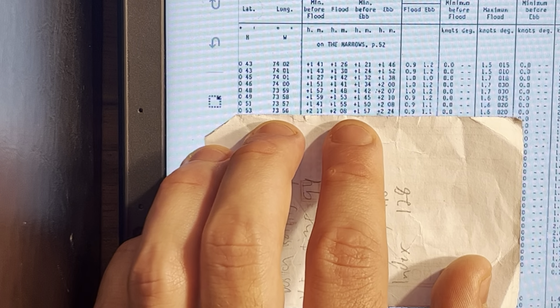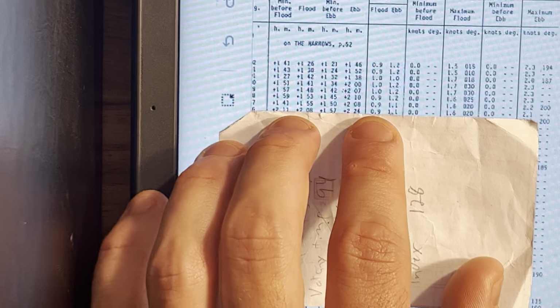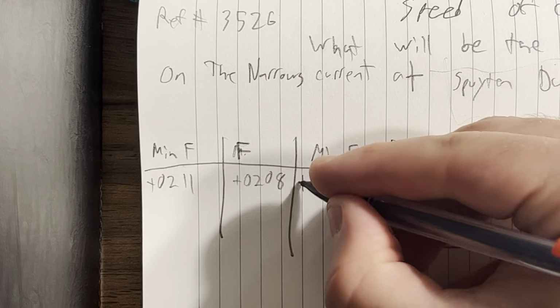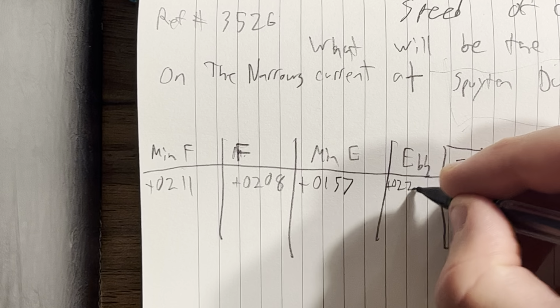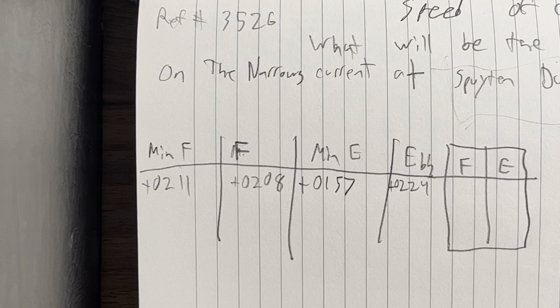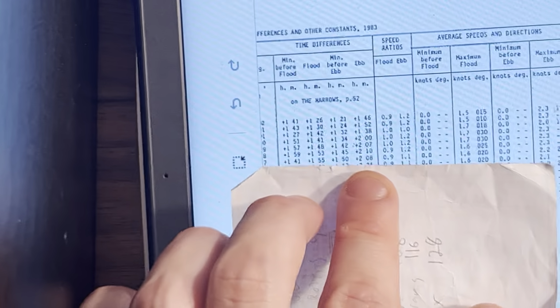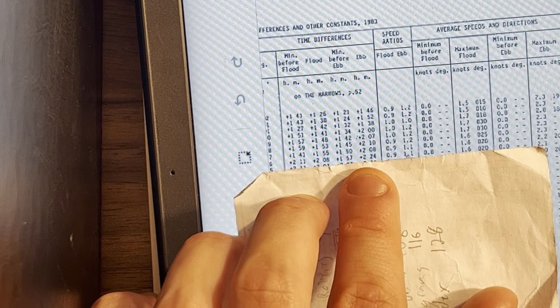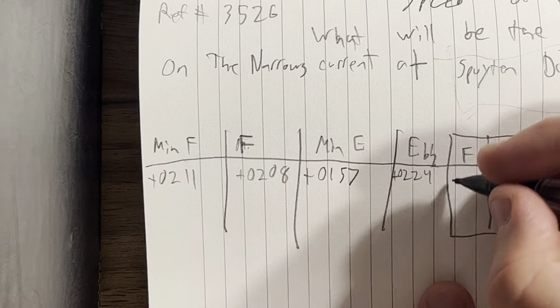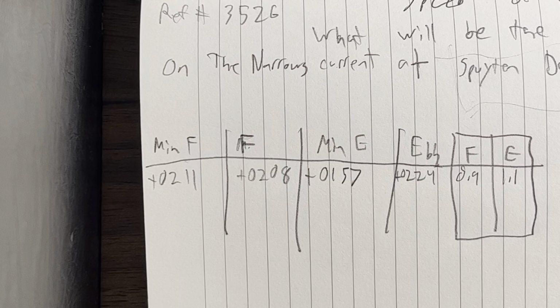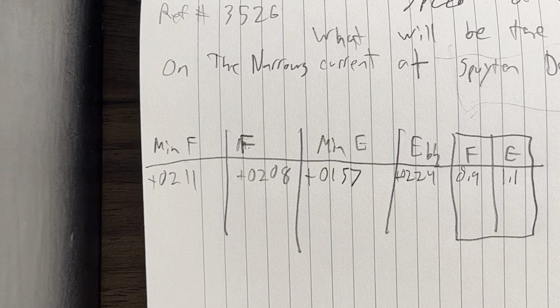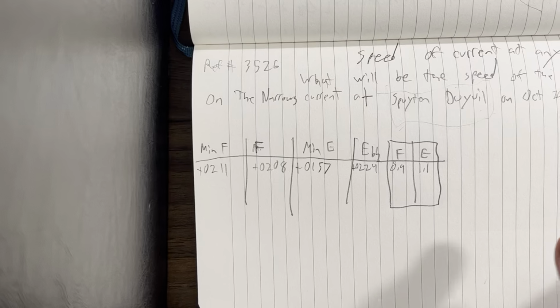So then we've got 211, 208, 157, and 224, plus 157, plus 224. And then we've got our speed ratios of 0.9 for flood and 1.1 for ebb. 0.9, and 1.1. Perfect.